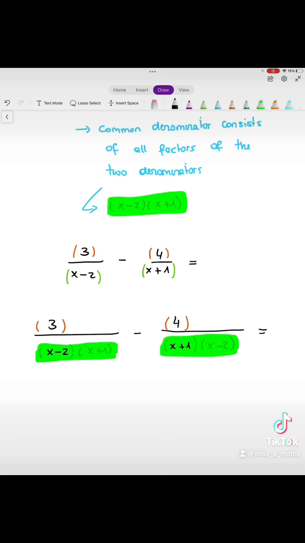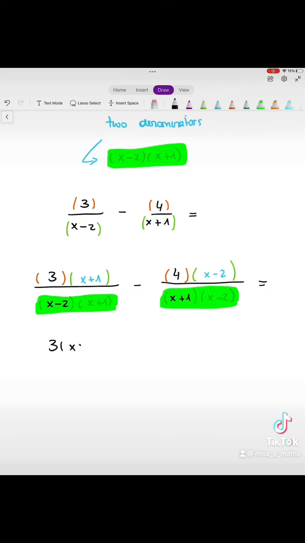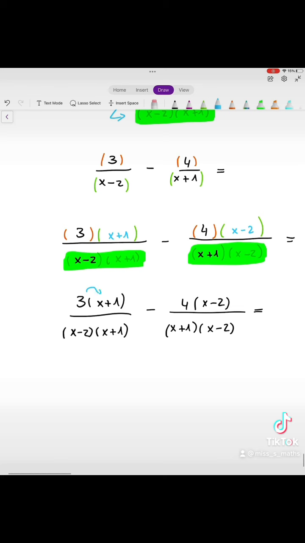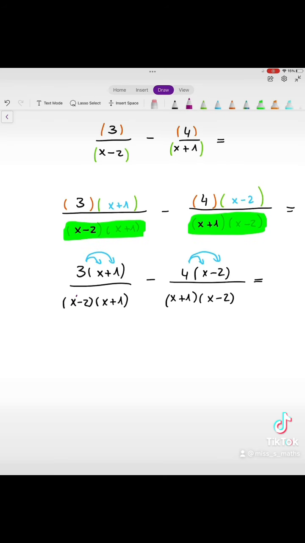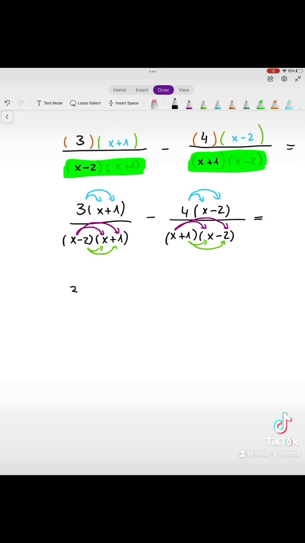So if we look at the first fraction, it has the denominator x minus 2 at the start, and all that's missing to get to (x minus 2) times (x plus 1) is that x plus 1. So this is what we're going to be multiplying by. The second fraction is missing the x minus 2 part, so we're going to multiply top and bottom by x minus 2. Now we need to multiply our numerators and denominators, so there's several multiplications of brackets going on there.